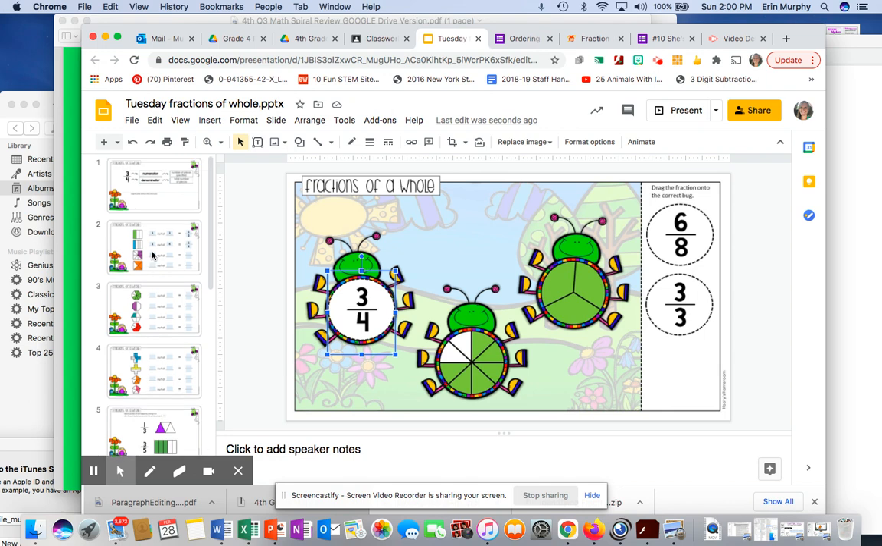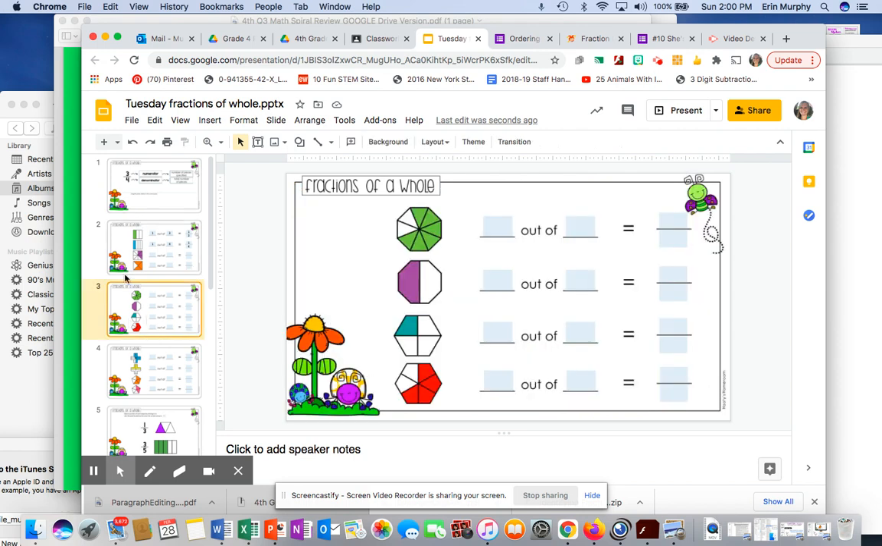Since you're watching the video, the secret word is flower because there's so many pretty flowers in this Google slideshow, and I think that spring is coming, so I want to see lots of flowers.